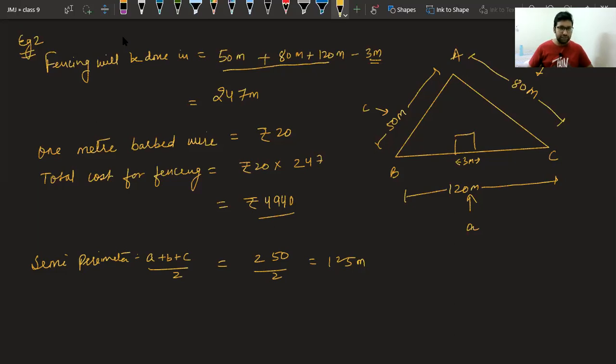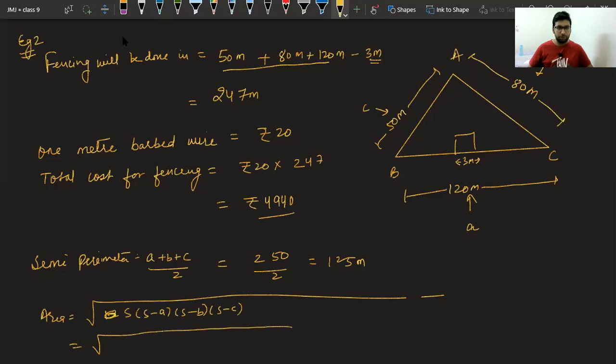And now it's very easy. Area is given by under root s into s minus a, s minus b, s minus c, Heron's formula. Put the values: 125, 125 minus a, that is 125 minus 120. What will come? 5 will come. 125 minus 80, 45 will come. 125 minus 50, 75 will come.